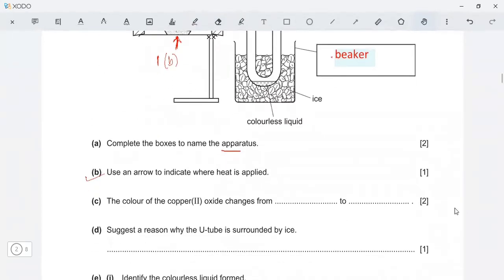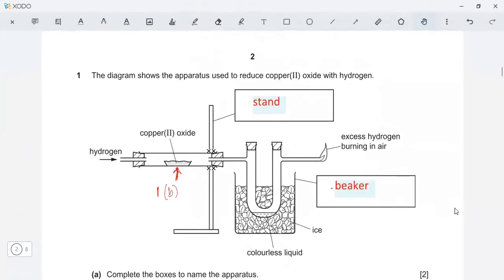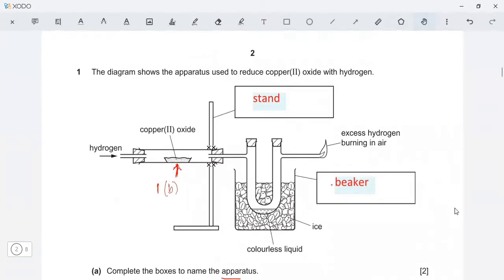The color of the copper oxide changes from dash to dash. So basically in this diagram they're talking about the copper oxide being reduced with hydrogen. Okay, that means the hydrogen gas reacts with copper oxide, and it's going to form what? The copper will be reduced, right? So what will you get? You are going to get water, and the copper will be displaced. So basically this is a displacement reaction, right?